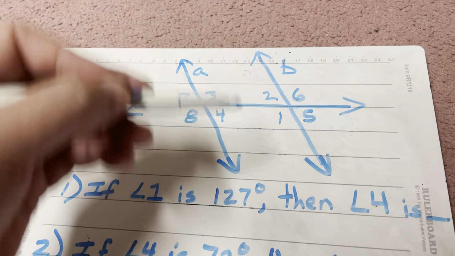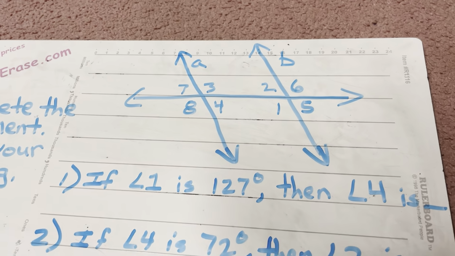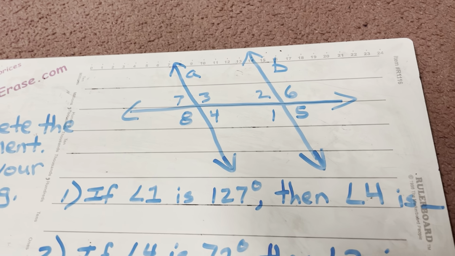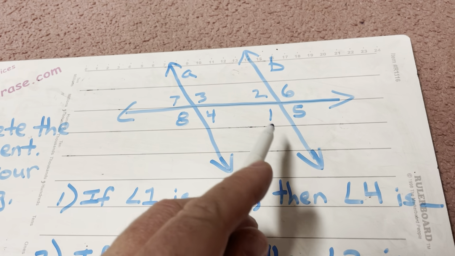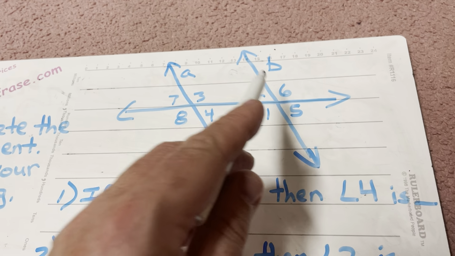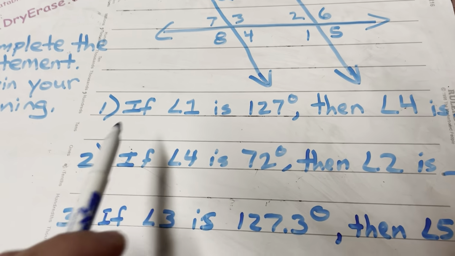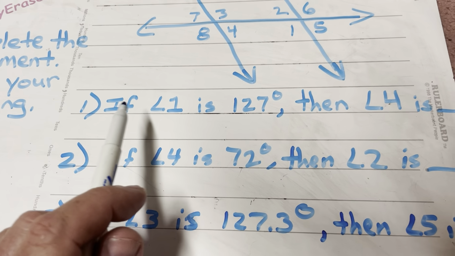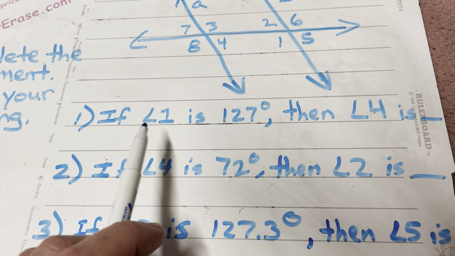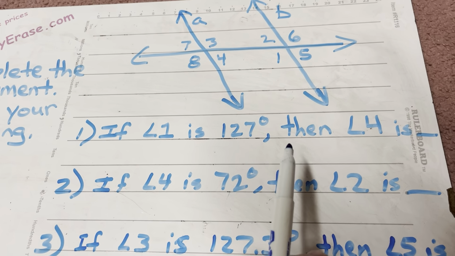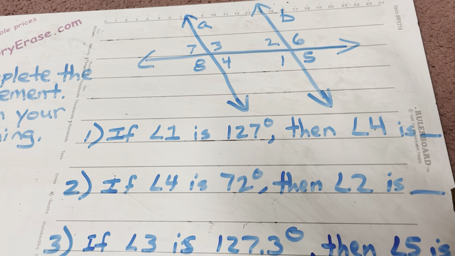They'll keep going up and never cross. They'll keep going down and never cross. We are looking here at these angles, 1, 2, 3, 4, 5, 6, 7, 8. And that's what we're dealing with. This is the symbol for angle. So number 1 is saying, if angle 1 is 127 degrees, then angle 4 is.